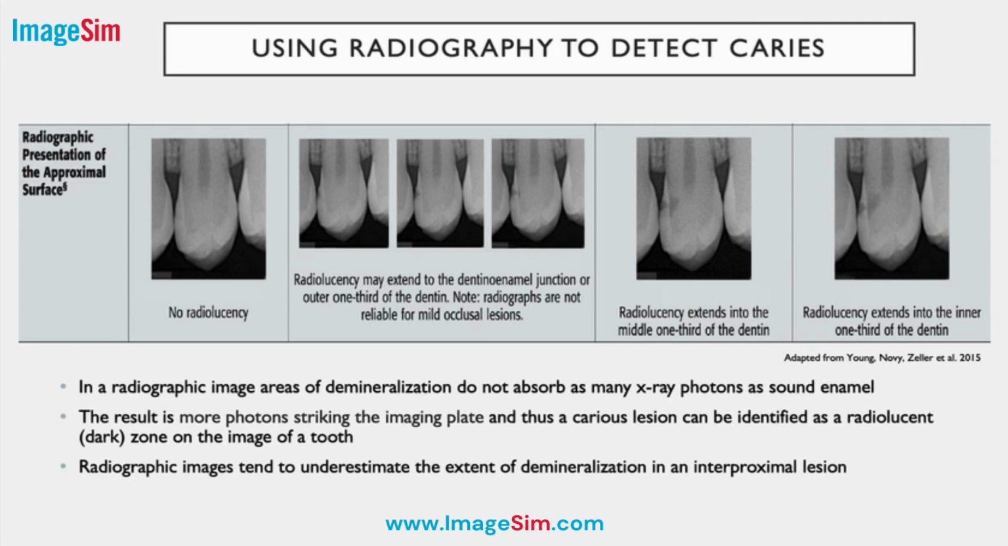Radiographic images tend to underestimate the extent of demineralization in an interproximal lesion. This chart demonstrates the progressive radiographic changes observed in enamel and dentin of an untreated carious lesion over time.